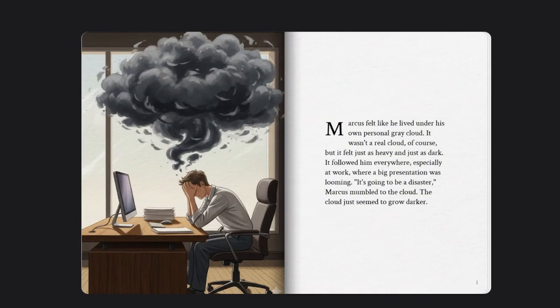Marcus felt like he lived under his own personal gray cloud. It wasn't a real cloud, of course, but it felt just as heavy and just as dark. It followed him everywhere, especially at work, where a big presentation was looming. "It's going to be a disaster," Marcus mumbled to the cloud. The cloud just seemed to grow darker.